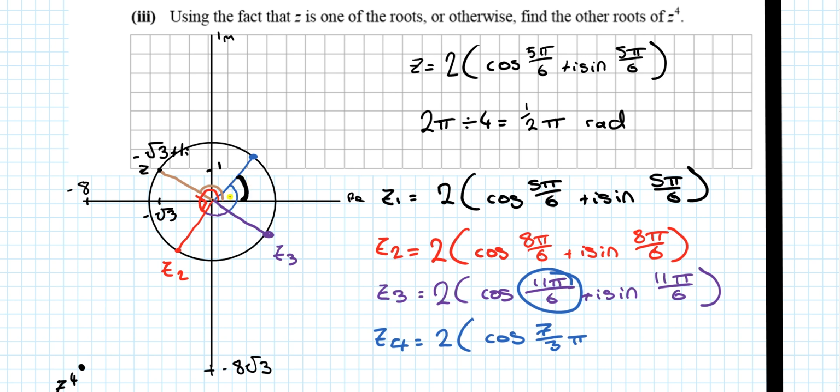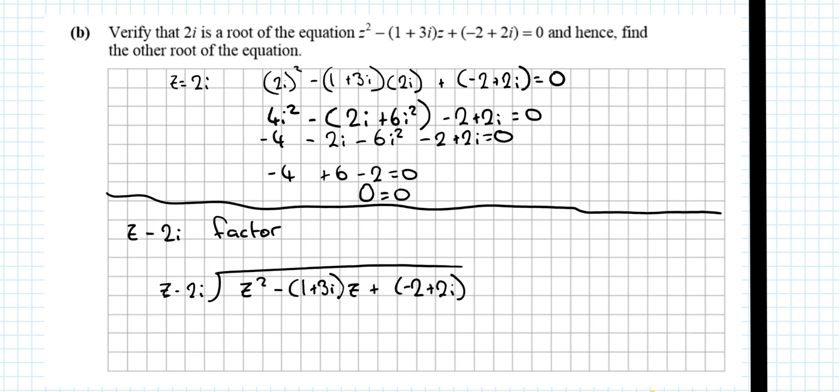So how could I find that little angle if I know the big angle is 7 pi over 3? I could just take away a full circle, which would be taking away a full 2 pi. So 7 over 3 pi minus 2 pi, and I'm getting 1 over 3 pi. 2 cos 1 over 3 pi plus i sine 1 over 3 pi. And there are your 4 roots there. I don't think you have to change them to rectangular form. I think it's okay to leave them in polar form.